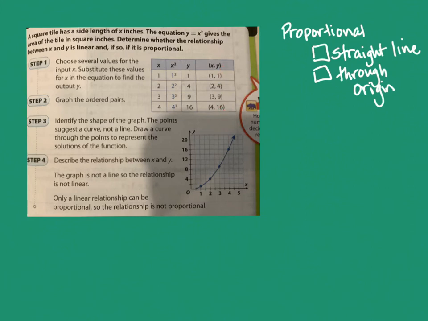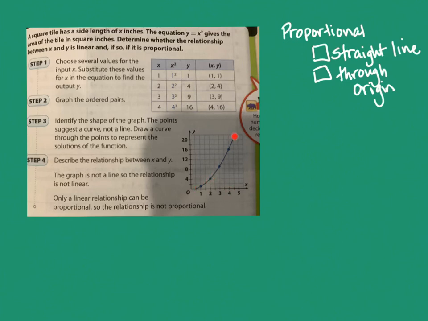Although that's not a question they're asking us here, I'm just trying to make sure your brain is digesting it. Now that I have some coordinates, let's graph it. Go 1 on the x, turn, and go 1 on the y. Boom, right there. 2 on the x, turn, and go 4 on the y. 3 on the x, turn, and go 9 on the y. 4 on the x, turn, go 16 on the y.